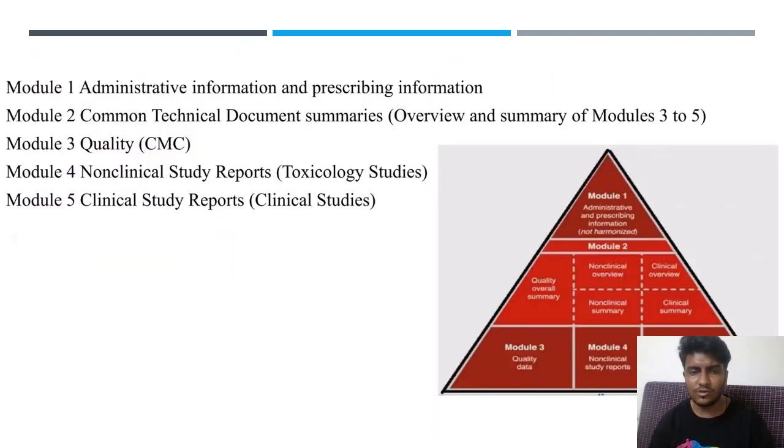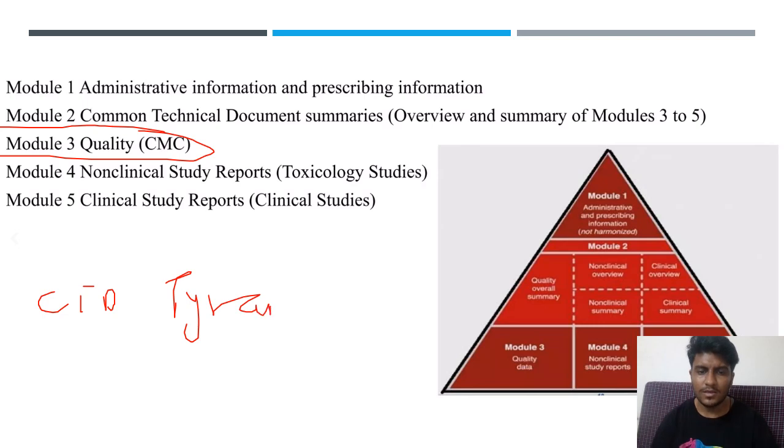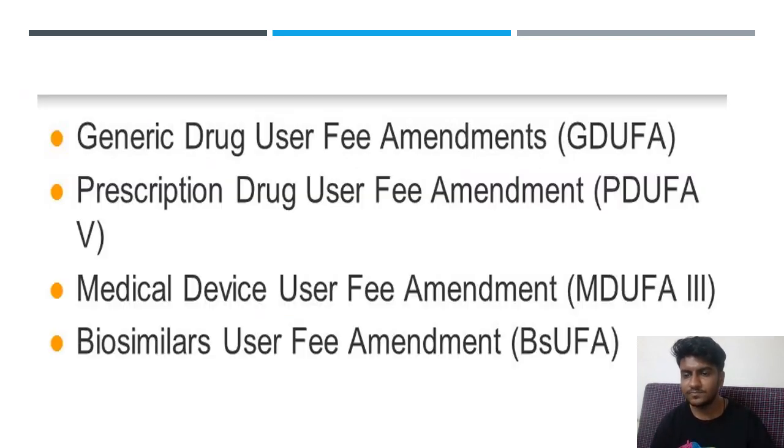Next up, you have the CTD modules. So you have 5 modules. Module 1 for administrative information, Module 2 for the CTD summaries, Module 3 for quality, which is chemistry, manufacturing, control, CMC, Module 4 for non-clinical study reports, and Module 5 for clinical study reports. In that again you have sub modules, so we will not go much into detail. You should know about this CTD triangle. This is called the CTD pyramid or the CTD triangle. So CTD is a very important document that you have to file. M4 and M8, I think, for CTD and eCTD respectively.